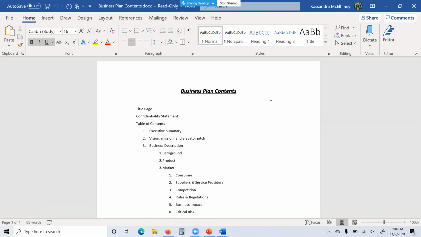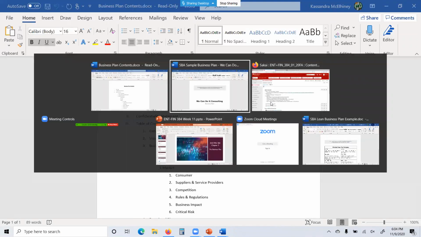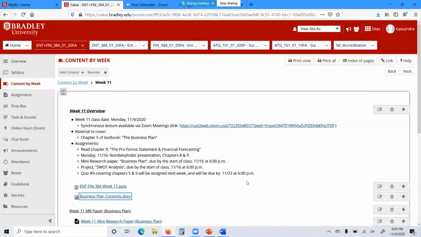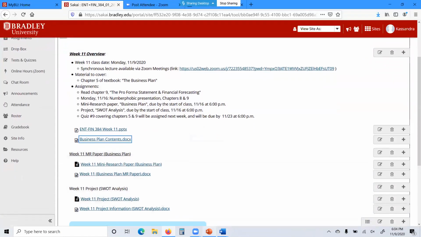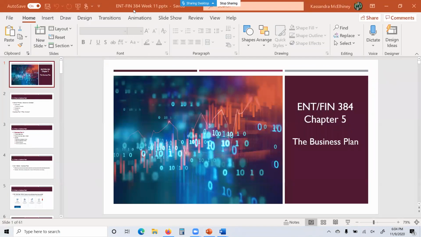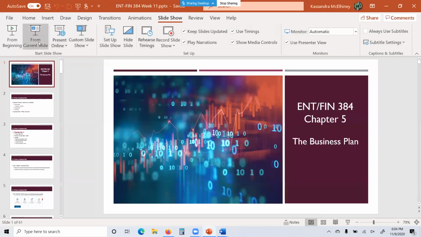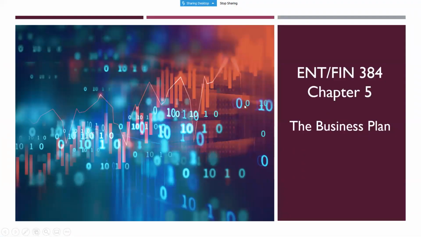Okay, so that's our handouts: PowerPoint slides, the outline of a business plan, information on the project, and information on the paper. So that being the case, we'll go right into it here. Our material for the week then is the business plan, which is chapter 5.